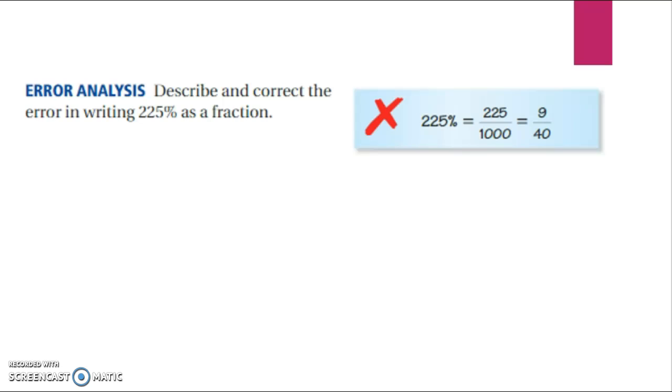All right. So this one says describe the error. So I want you guys to try this, write it down in your notebooks, then we'll go over the answer.